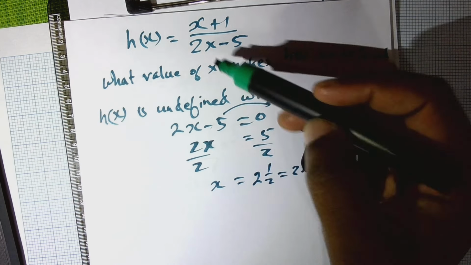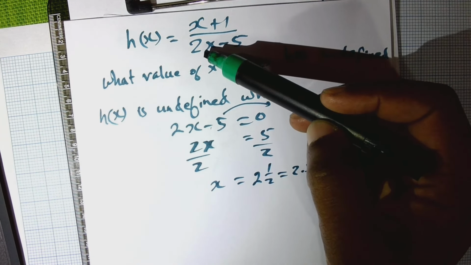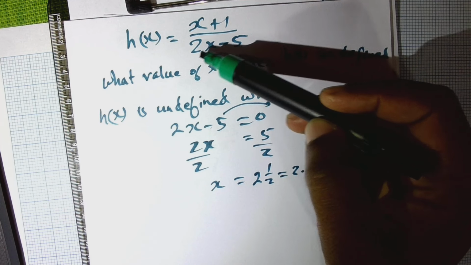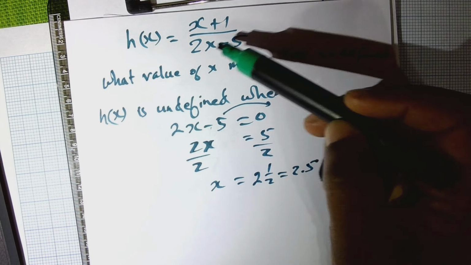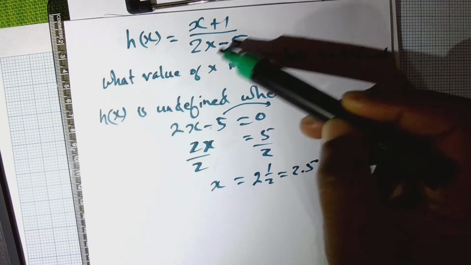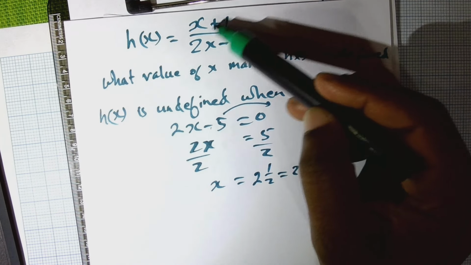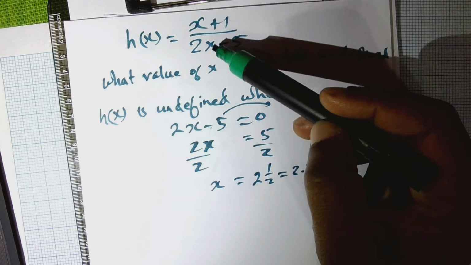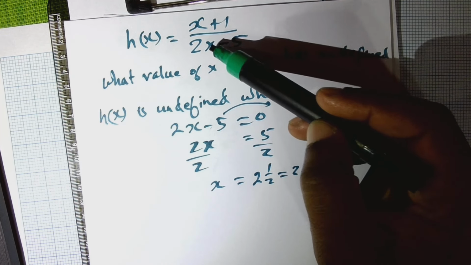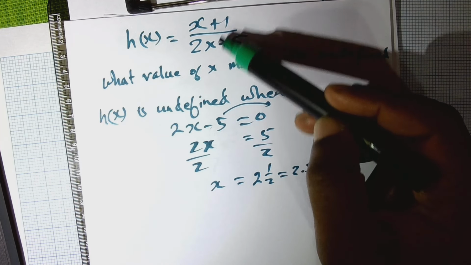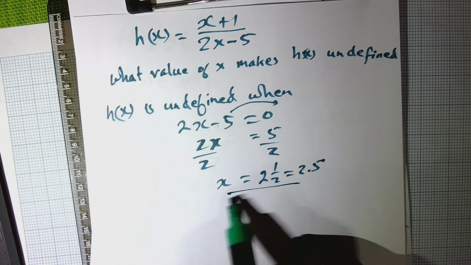So if we put 2.5 here where x is, think about it. 2 times 2.5 will give us 5. 5 minus 5 gives us 0. So regardless of what the solution on top is, when we divide by 0 when x is 2.5, it would be undefined. So this is the value of x that makes the function undefined.